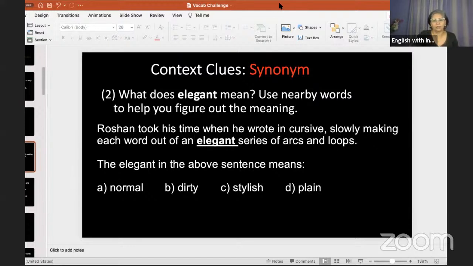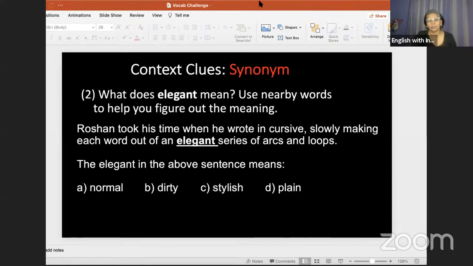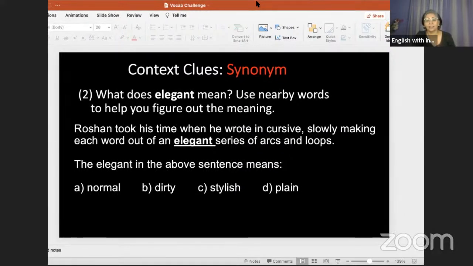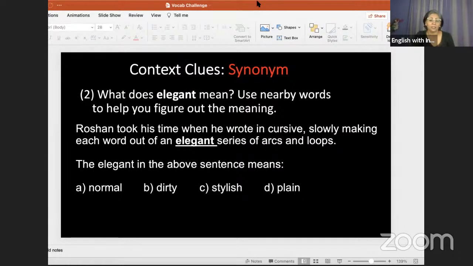Elegant. And we also use elegant for someone who is dressed up elegantly, right? Yes, so elegant is stylish. The word elegant is used in many different ways, the same way we use the word dreadful. We use elegant for an elegant idea, or for someone dressed elegantly. So there are many ways we use the word elegant, okay.